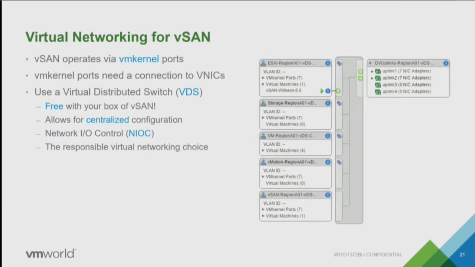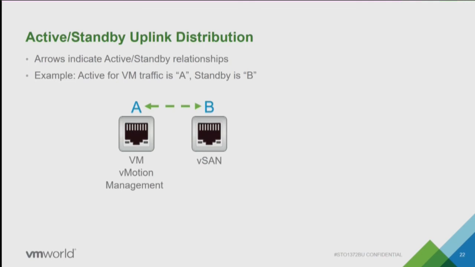On the virtual side, this is simple. Use a virtual distributed switch. vSAN uses VM kernels like vMotion does. We give you virtual distributed switch free with your box of vSAN for a reason. That's centralized configuration, that's network I/O control, where if stuff is sharing uplinks, I can make sure each thing is getting the right swim lane. It's the right thing to do.